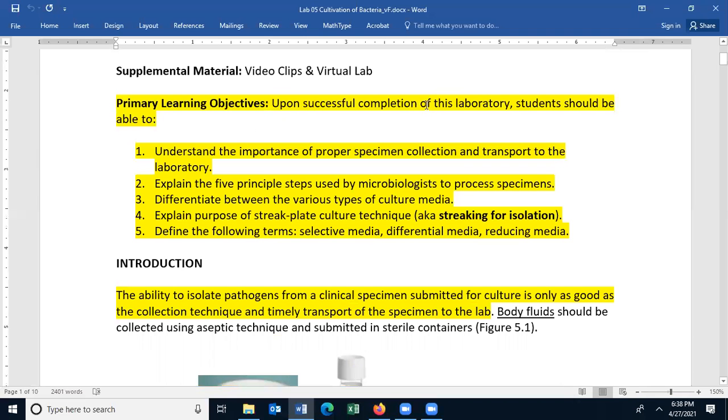Primary learning objectives. Upon successful completion of this laboratory, students should be able to understand the importance of proper specimen collection and transport to the laboratory. Explain the 5 principal steps used by microbiologists to process specimens. Differentiate between the various types of culture media. Explain the purpose of streak plate culture technique, meaning streaking for colony isolation. Define the following terms: selective media, differential media, and reducing media.